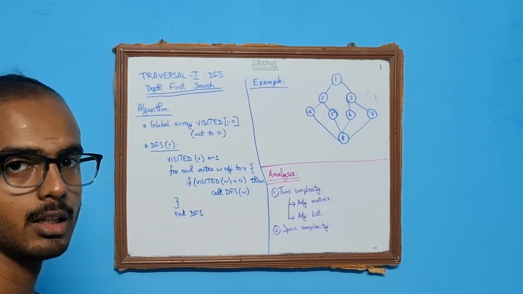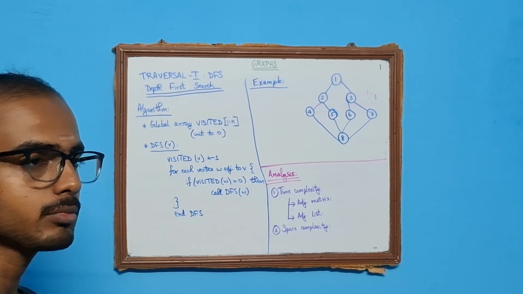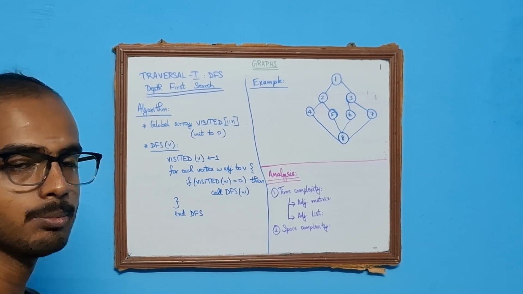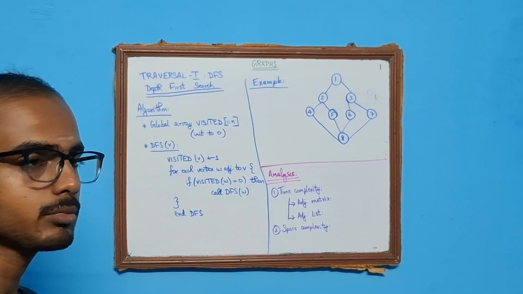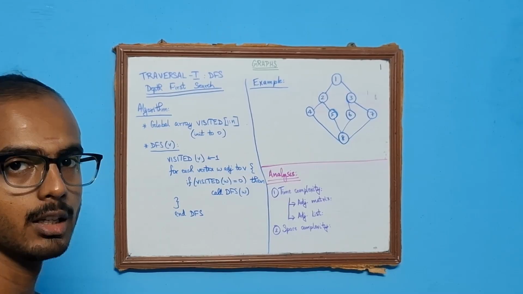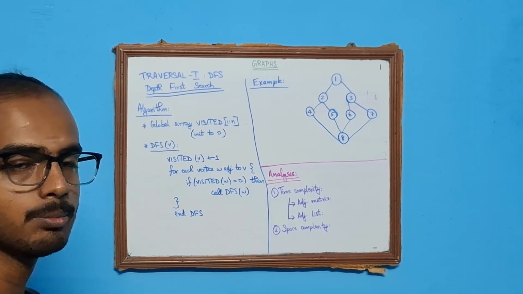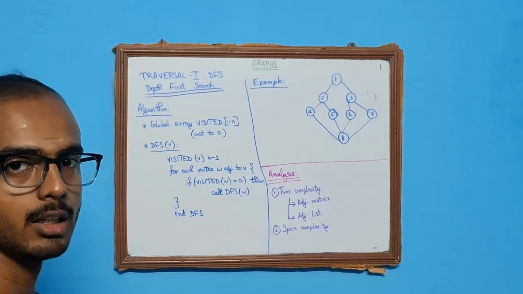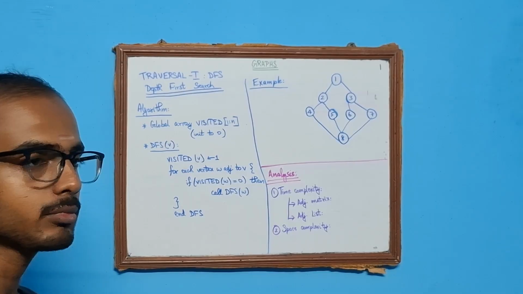Now I'll call this DFS of 5. Right? Now I'll go to DFS of 5. Now 5 will be visited, right? 5 will be visited once. And then for each neighbor of 5. Now for each neighbor of 5, if you think, 5 has only 2 neighbors, 8 and 2. Let me take 8. If visited of 8 is 0, no, it has become 1. If visited of 2 is 0, no, it has become 1. Now we have to backtrack because of recursion.